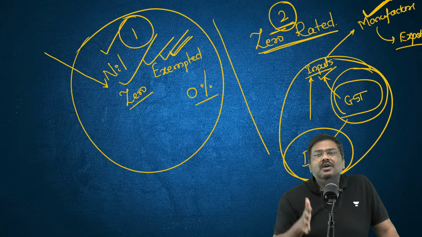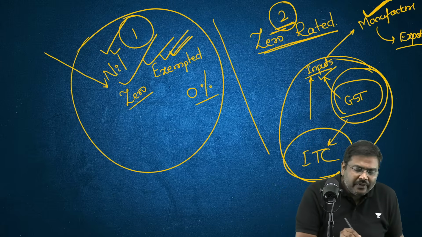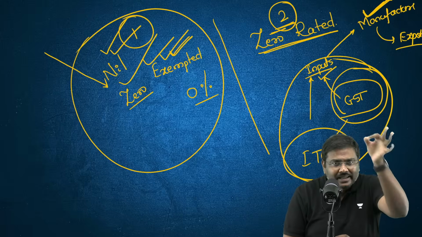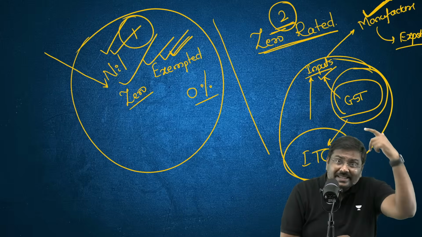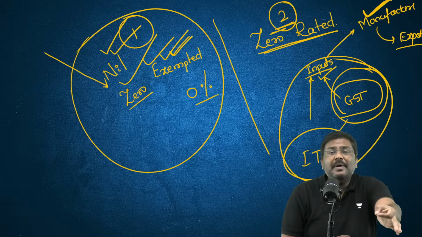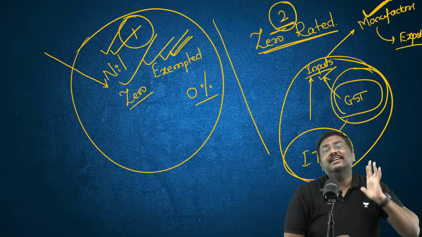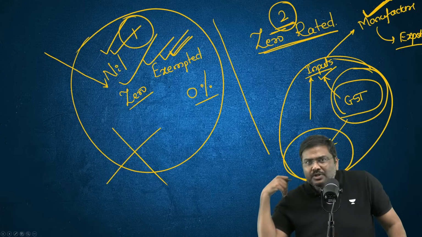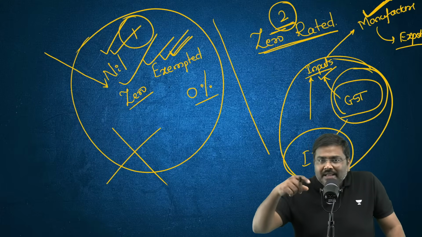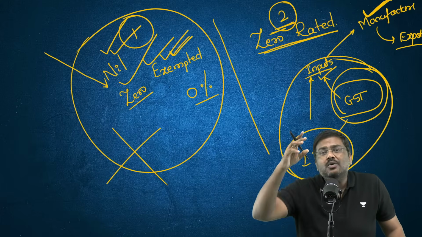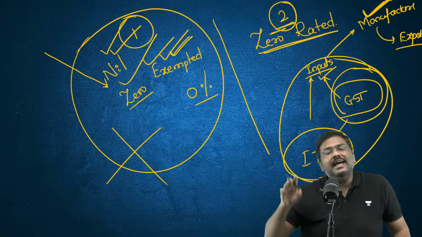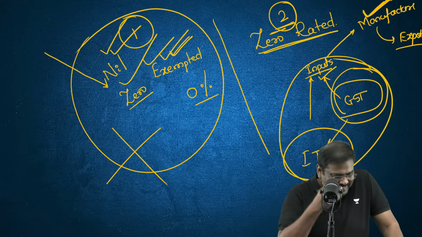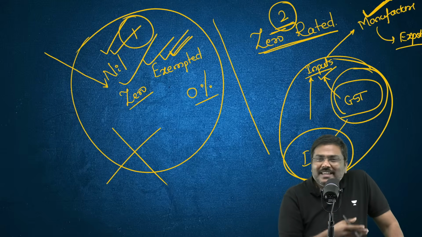So understand the logic here. For the goods where the tax rate is nil, that is, the output is exempted, they will not be allowed to claim input tax credit, which means you cannot claim ITC on the inputs. Only the output that you sell will attract 0% or nil tax. Divya is saying, give an example. My dear, insurance, is it not an example?